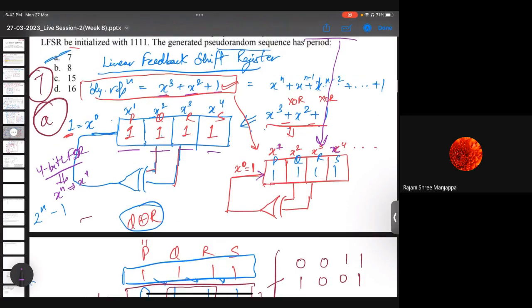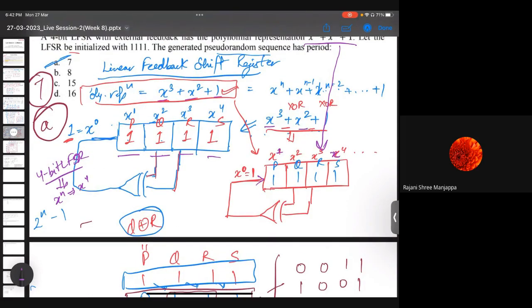Now the question has the polynomial of x cube and x square, so they are getting XORed together. We should not XOR the last 2 bits, but we should XOR the x square and x cube terms, which are the middle 2 terms. Then it is getting added to the initial term, which is 1. Is it fine?